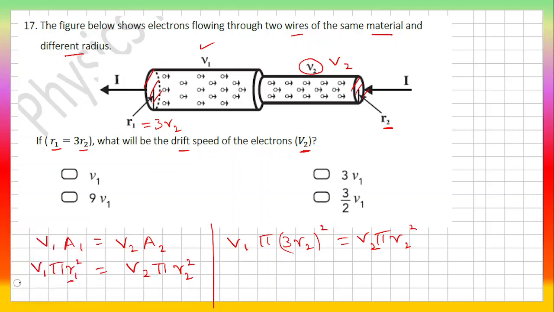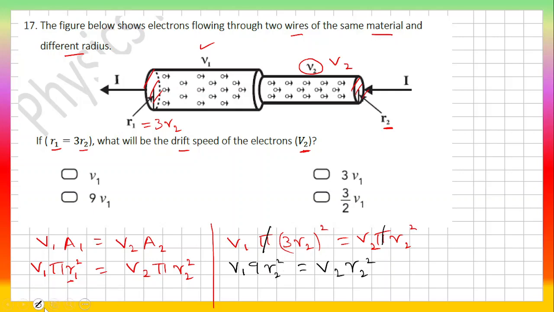From there, you will realize that we have some parts that can be dropped. You can drop this pi and drop this pi at this stage. Then you can square. We'll have V1. So you square all of them. So 3 squared you get 9. Then R2 squared is equal to V2 then R2 squared. We had cancelled the pi.